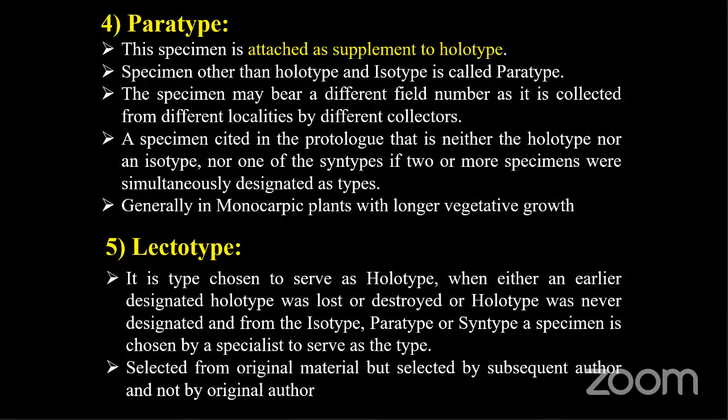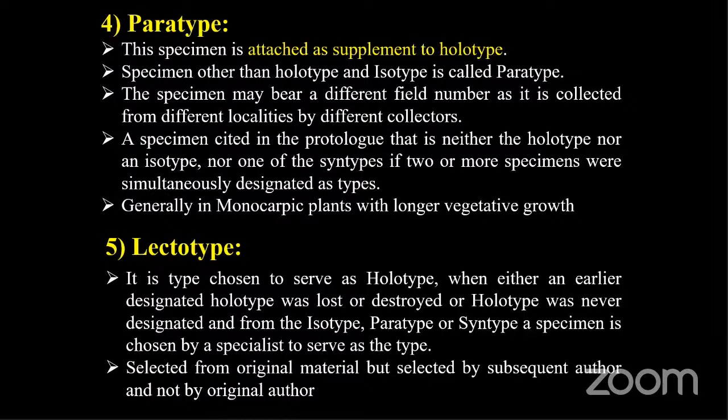Then paratypes. You know that there are certain plants which are monocarpic in nature. Monocarpic means they flower once in their life cycle. They fruit once in their life cycle, and after fruiting they will die.